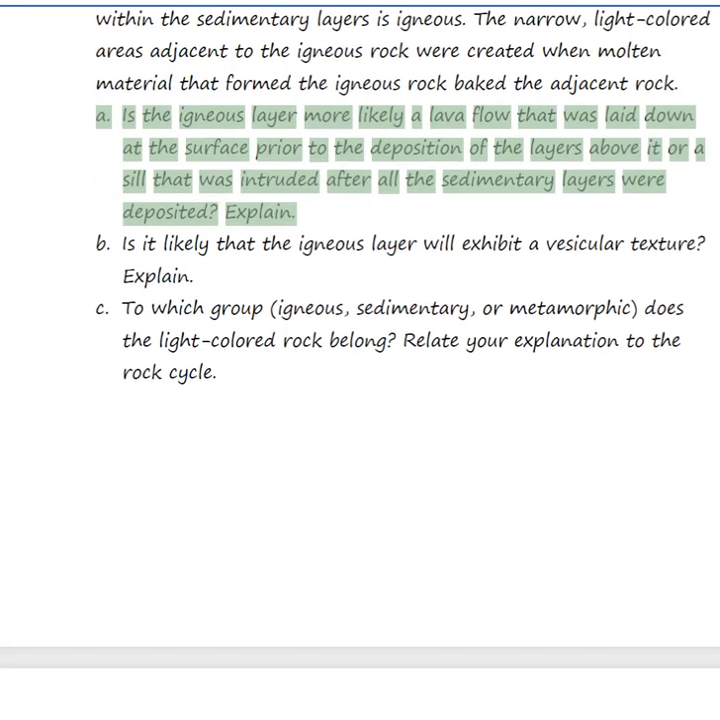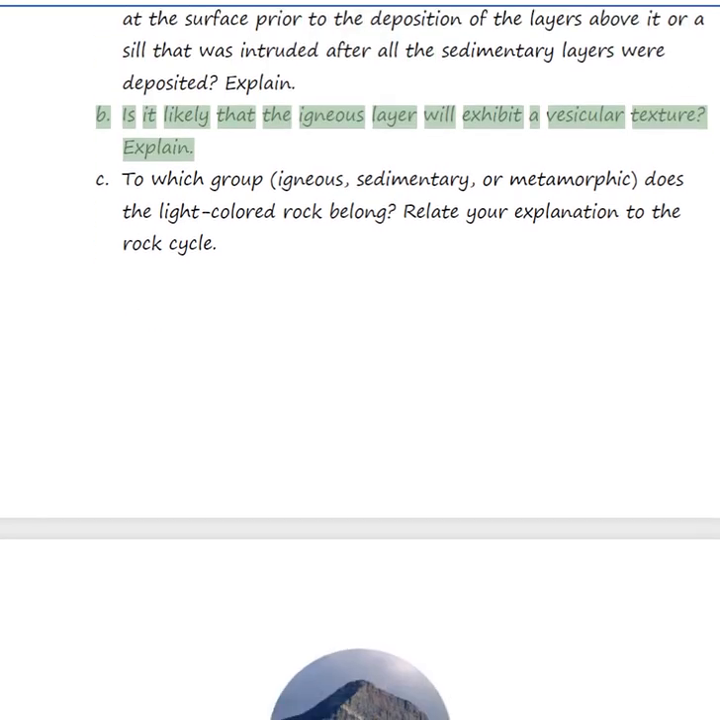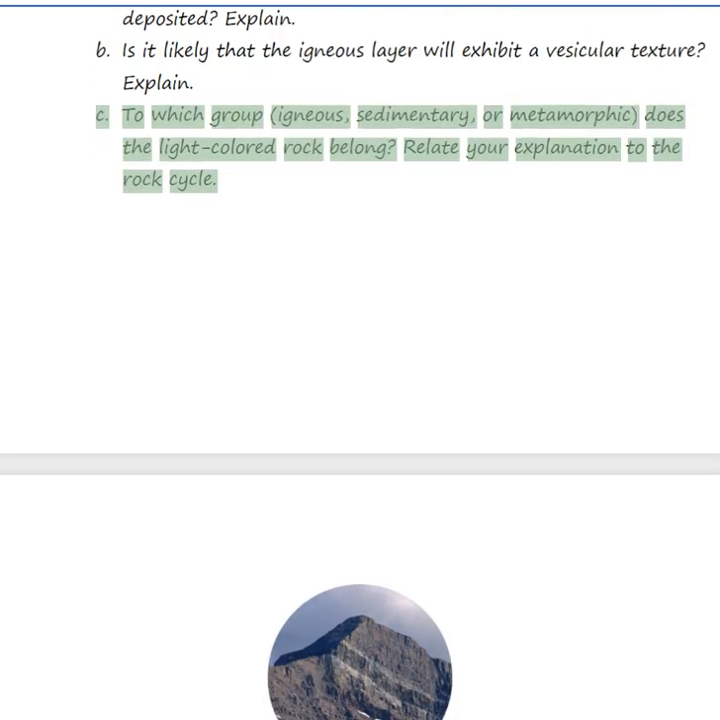A. Is the igneous layer more likely a lava flow that was laid down at the surface prior to the deposition of the layers above it, or a sill that was intruded after all the sedimentary layers were deposited? Explain. B. Is it likely that the igneous layer will exhibit a vesicular texture? Explain. C. To which group does the light-colored rock belong? Relate your explanation to the rock cycle.